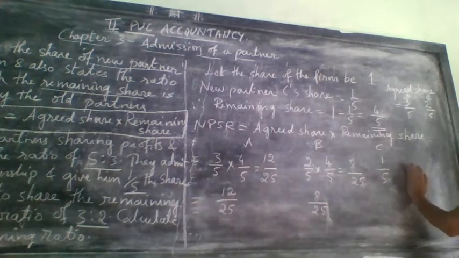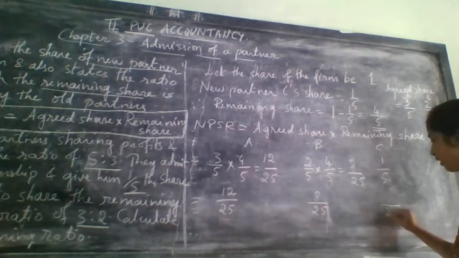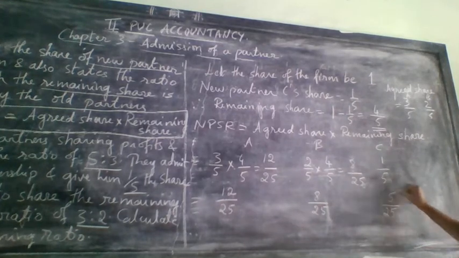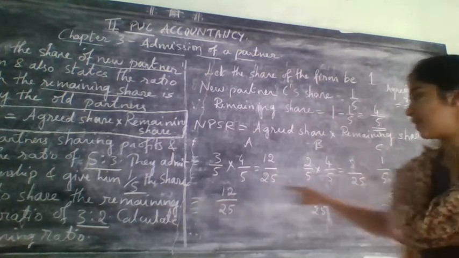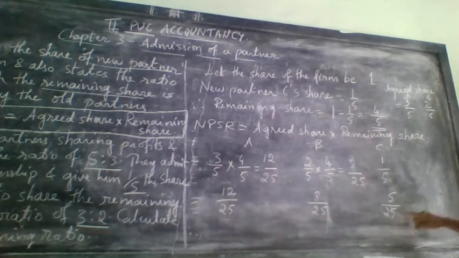Now what you need to do? Convert. Now C's denominator to the common denominator. Common is now 25. After doing this, what you need to do? Take your calculator. 25 divided by 5, you will get 5. 5 ones are 5. Now add everything. 12 plus 8 is 20, plus 5, it is 25. That is equal to the denominator. Then what it means? Your new profit sharing ratio is correct.